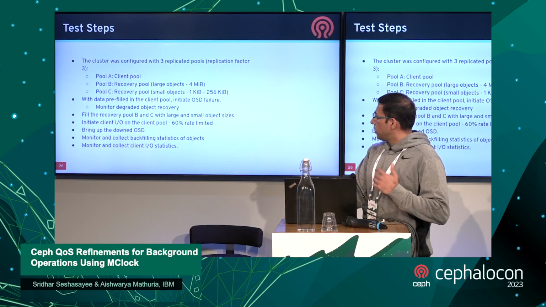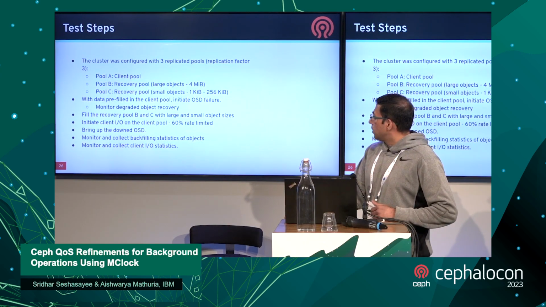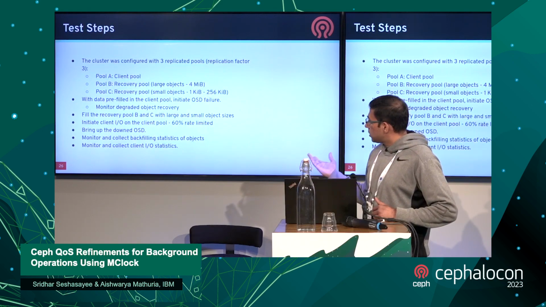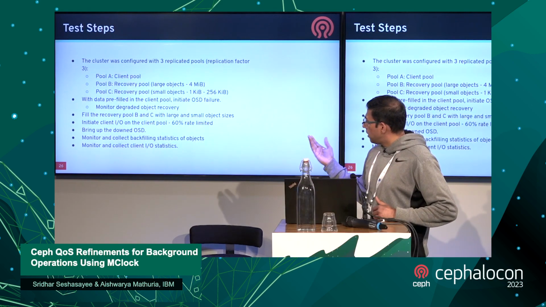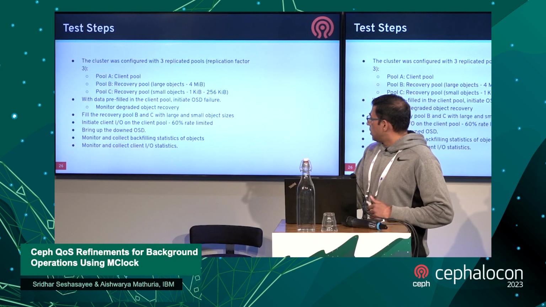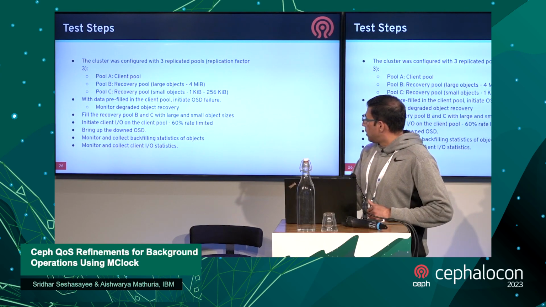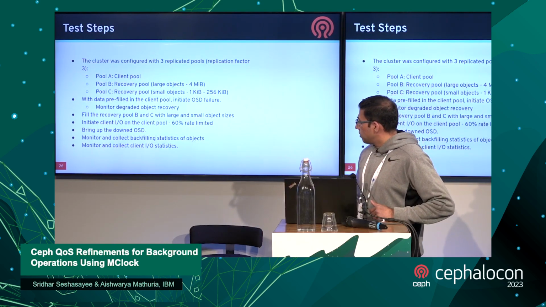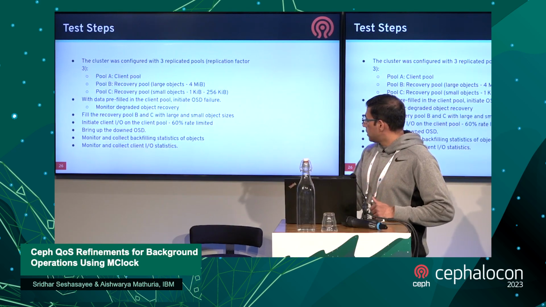When the recoveries are going on, we collect all the metrics related to that. Once the OSD is down, we fill up the other 2 pools, the recovery pools, with large and small object sizes, like what's mentioned here, and then once that is done, we initiate client IO on the client pool. The test that we performed is predominantly 4K random writes, which is 60% rate limited. We essentially used FIO to do this.